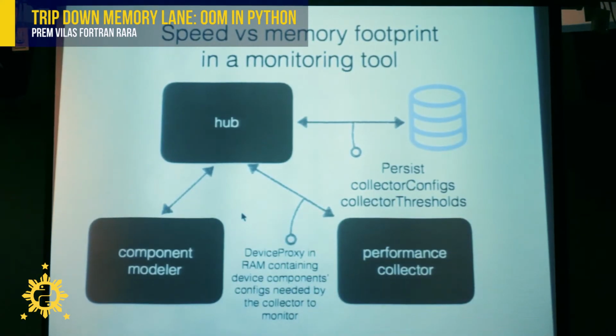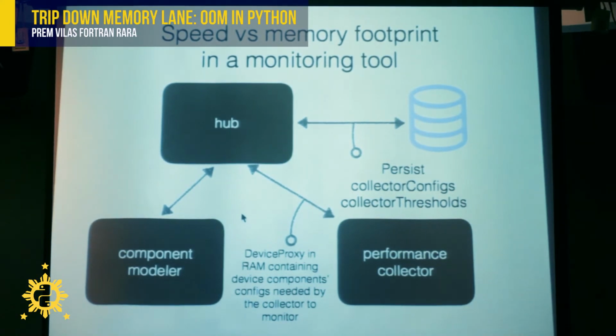So this is our production issue. Let me walk you through it very quickly. We have 3 services. First one is hub. This is a service where everybody goes for shared stuff. Component modeler is the one gathering information about a device or a component of a device so that the collector will know how to monitor or sample the device. This is a monitoring tool.